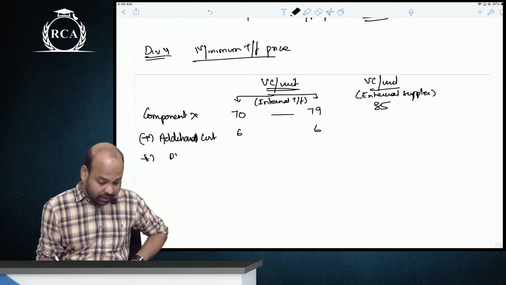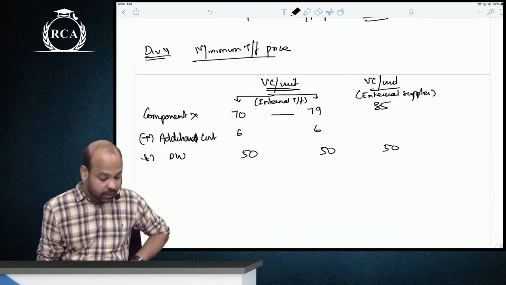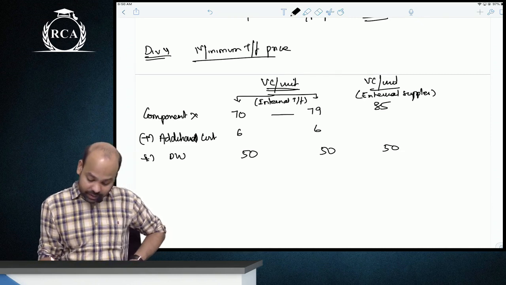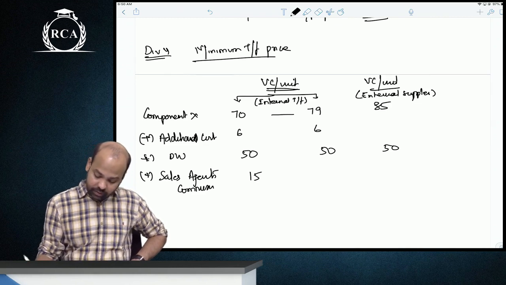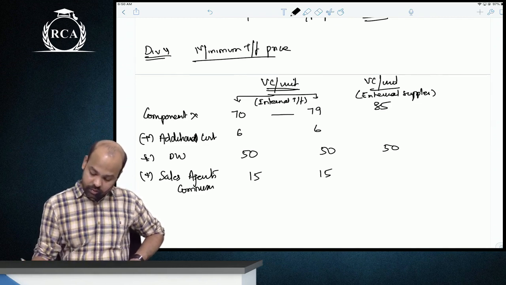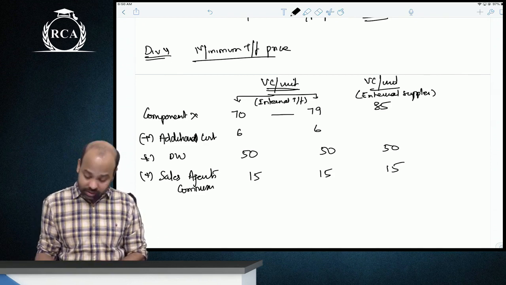Apart from that, guys, there are direct wages of 50 rupees. Doesn't matter, guys, you will have to incur this. And then, guys, there is the sales agents commission, 15 rupees. Yes or no, sir? I'm talking about external sales here, guys. External sales.